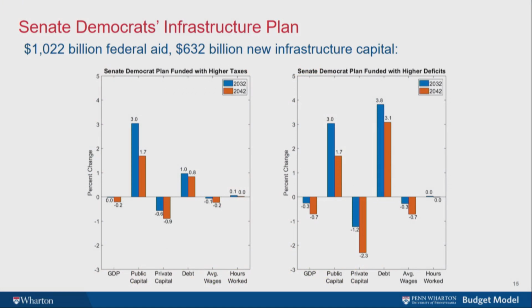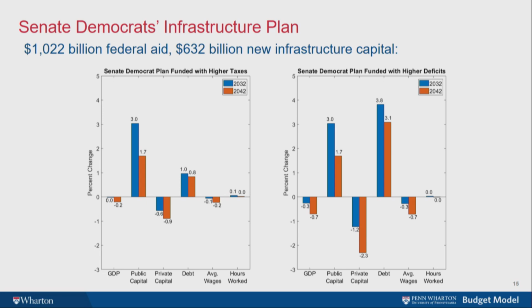Okay, so now I'd like to turn to the Senate Democrat infrastructure plan. The first thing you notice about this is that it's much bigger. But ultimately, the story is very similar. So we have $630 billion worth of new infrastructure capital, which is a positive pull on GDP. And again, we have a loss in private capital, which is a negative pull on GDP. So in 2032, the effect on GDP roughly nets out. But by 2042, it's a little bit bigger.